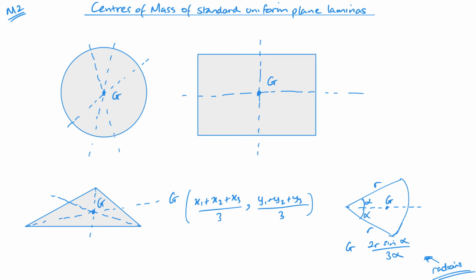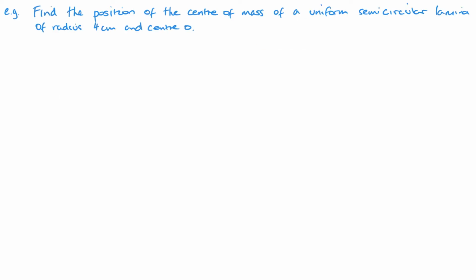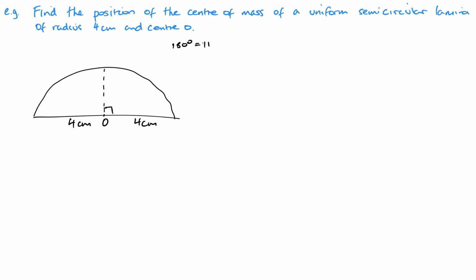So let's jump into a couple of examples. For this example, I'm going to do a very quick sketch. It's a semicircle with radius 4 centimeters, and this is 90 degrees. The total angle here is 180 degrees. Remember, 180 degrees is pi radians. And then G is going to be somewhere on this line. Let's call it A, B, and C to make it a little easier.